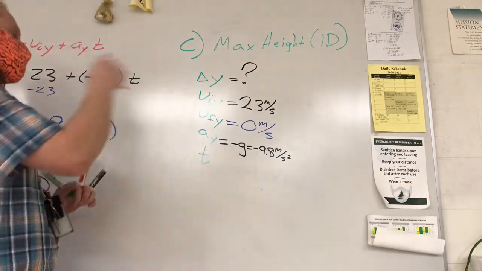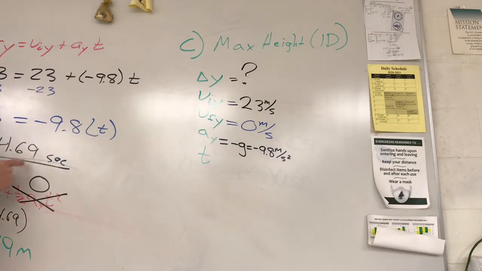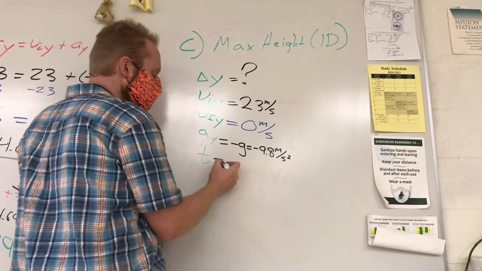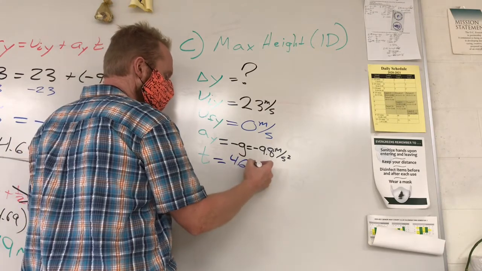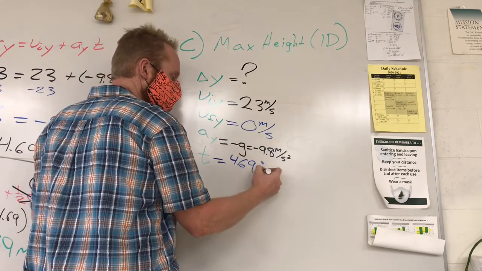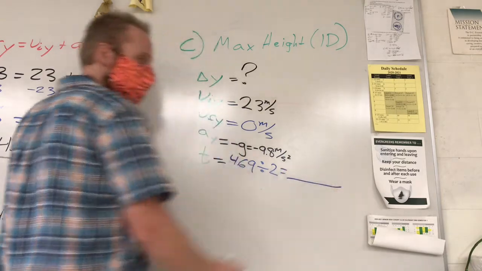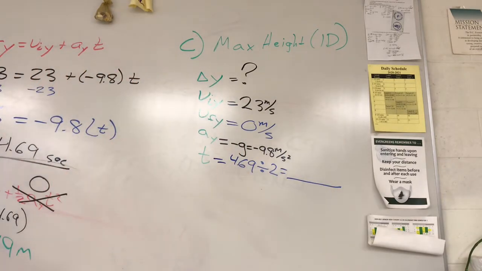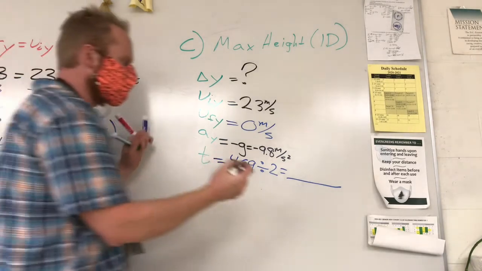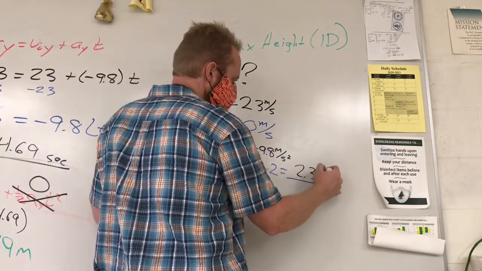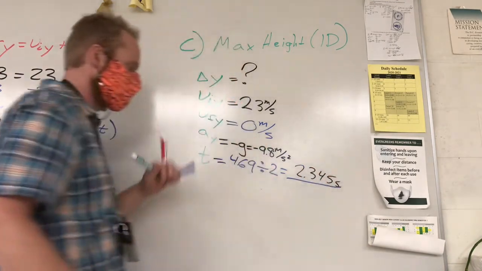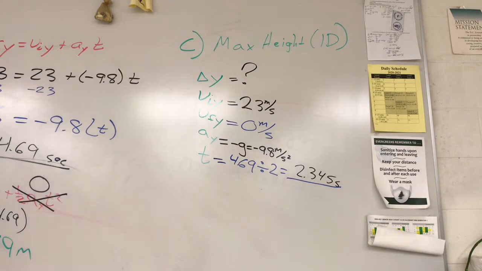So because we calculated the time in part A, we technically do know this is 4.69 seconds divided by 2. We know the total time in the air because this is a delta y is equal to 0 problem, then half the time is the time to max height. So roughly this is 2.345 seconds. If you want to use that time, you could. If you don't want to use that time, you don't have to.